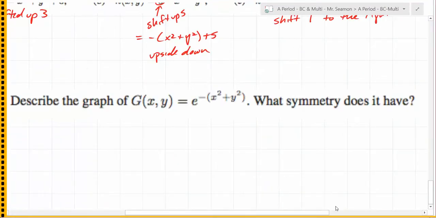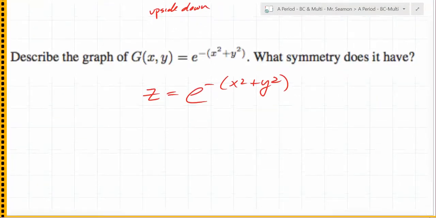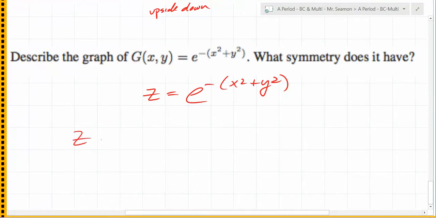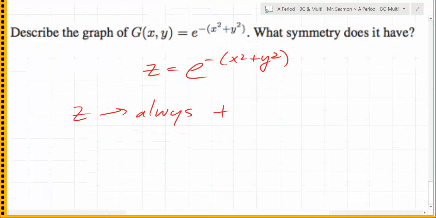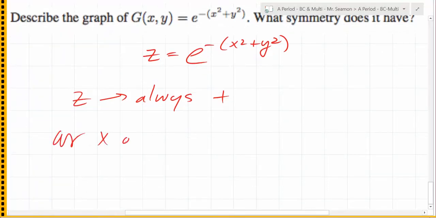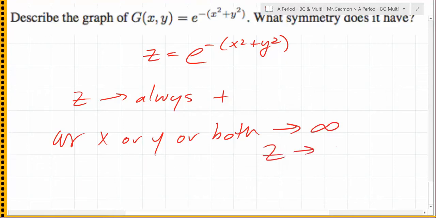Okay. What can you tell me about this surface? So you have z is equal to e to the negative x squared plus y squared. What can you tell me about z? Z is always going to be what? Be more basic than that. Z is always what? Positive. You know it's always positive, right? E to a power is always positive. What happens to z as x or y or both get to infinity? Z goes to 0.